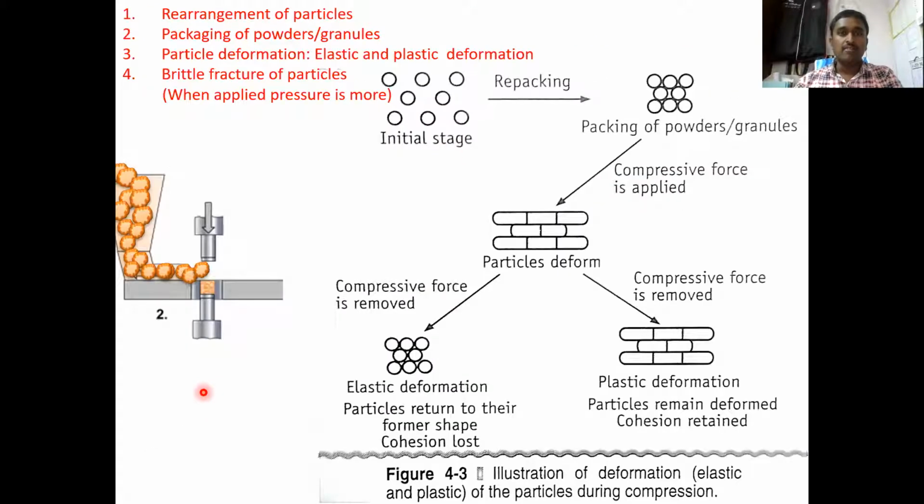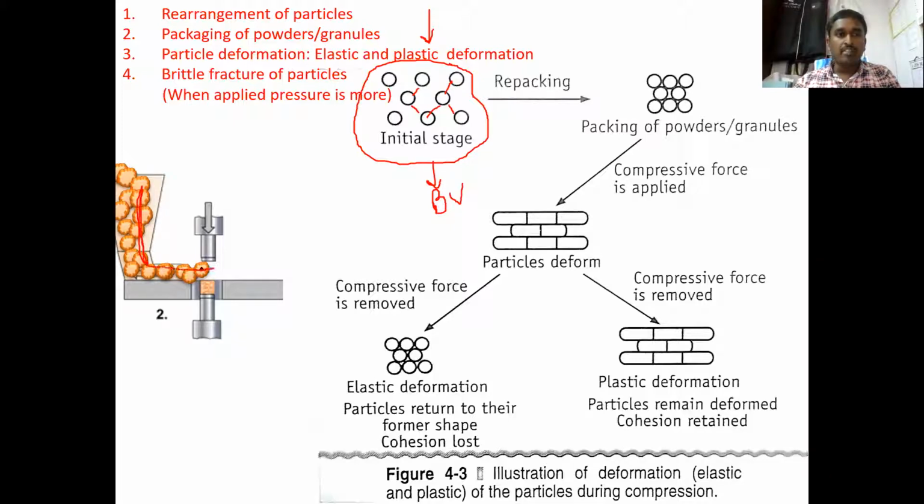Just look into this diagram. Initially, this starts from here. The powders will look like this when you see them in a measuring cylinder or wherever they are situated. This kind of situation is called the bulk volume of the powder, right? It has a lot of spaces between the particles, and that's why the volume is more than any other volume like true volume, tapped volume, or whatever. This is the bulk volume of the powder, which we have seen before.